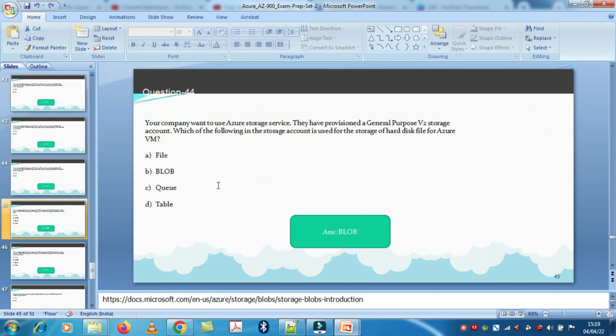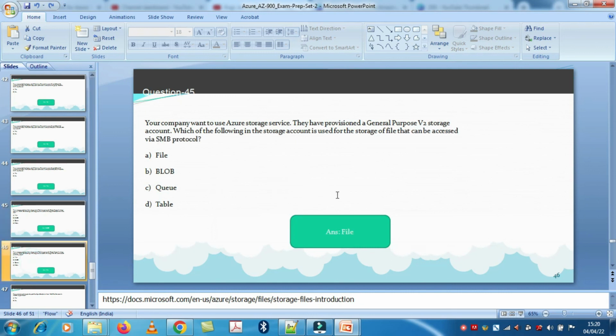Your company wants to use Azure storage service. They have provisioned a general purpose V2 storage account. Which of the following in the storage account is used for storage of hard disk files for Azure VM? You remember a similar kind of question we have answered, but here it's related to your storage, right? So the hard disk file is stored in your blob, blob storage.